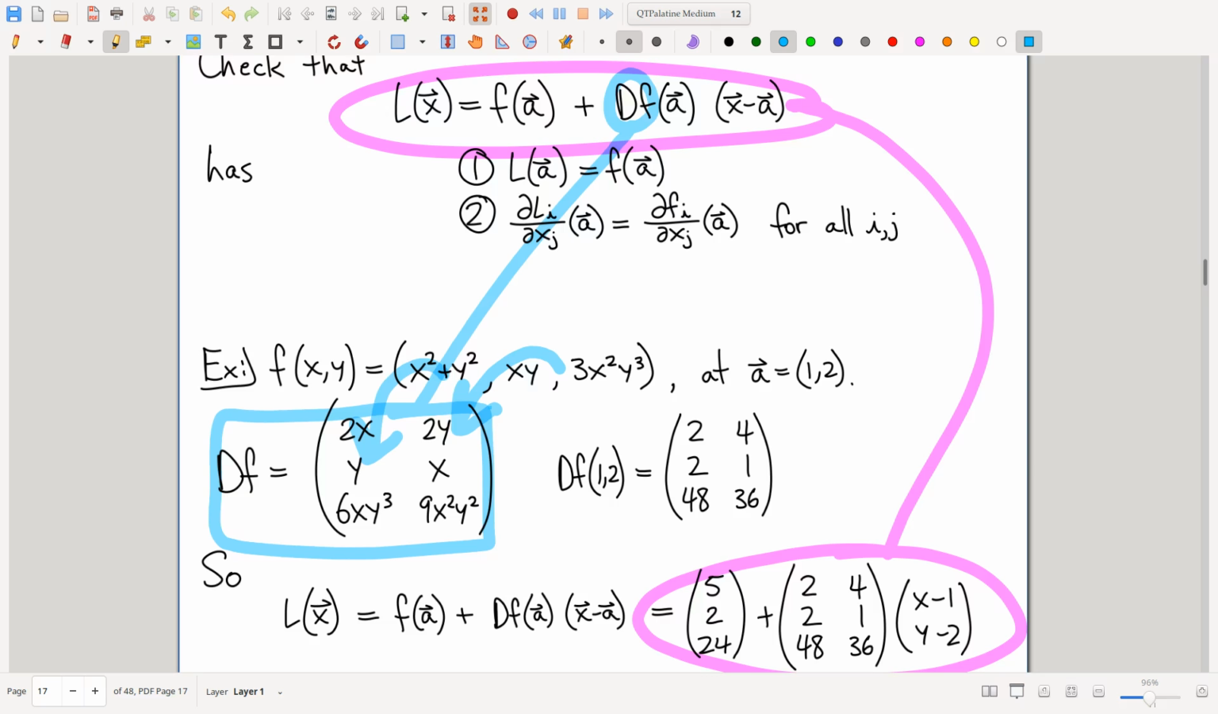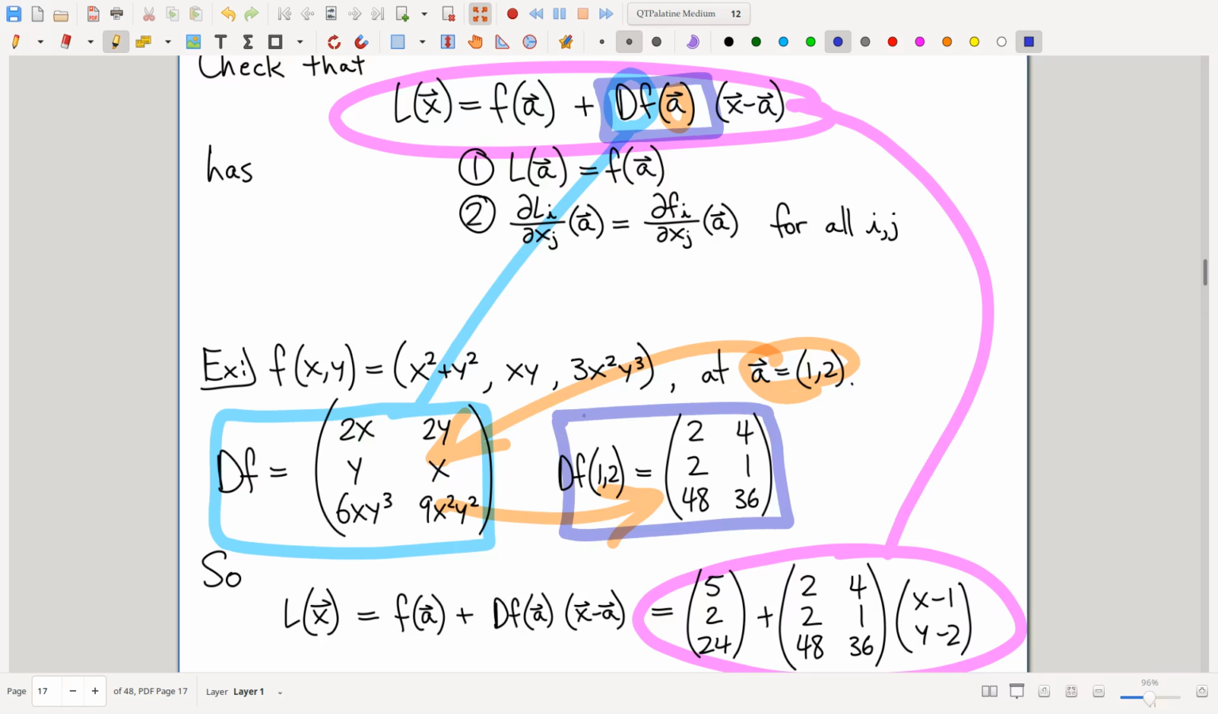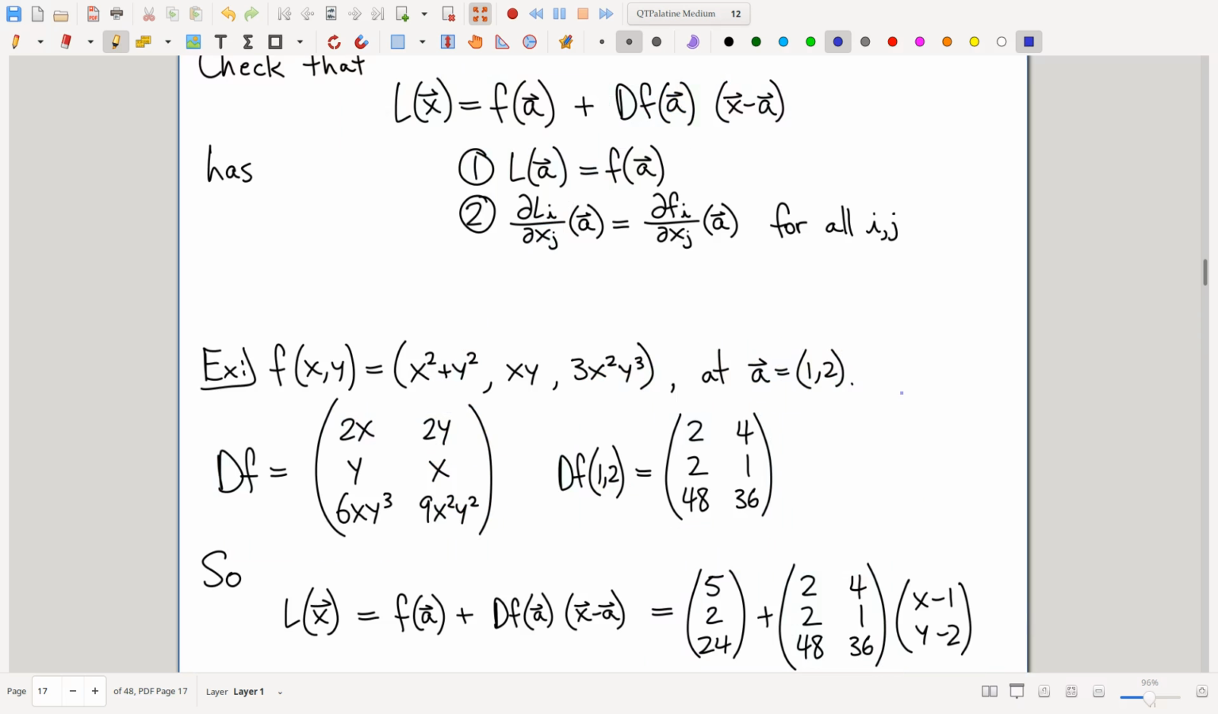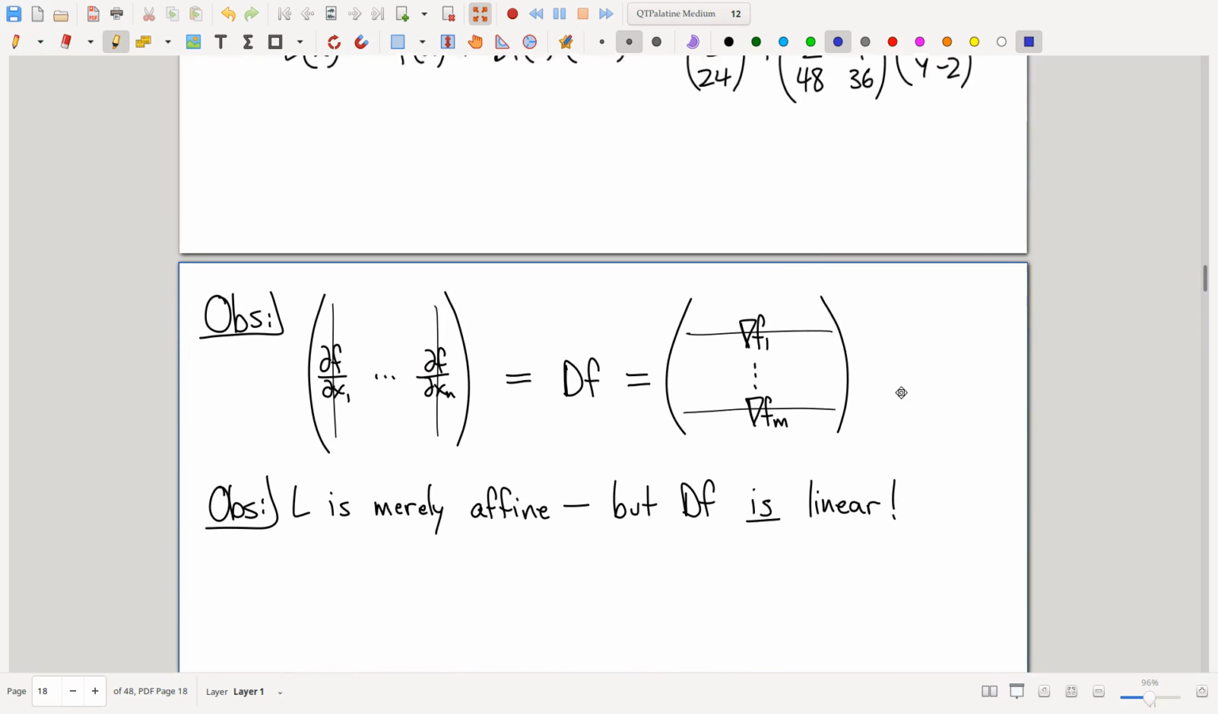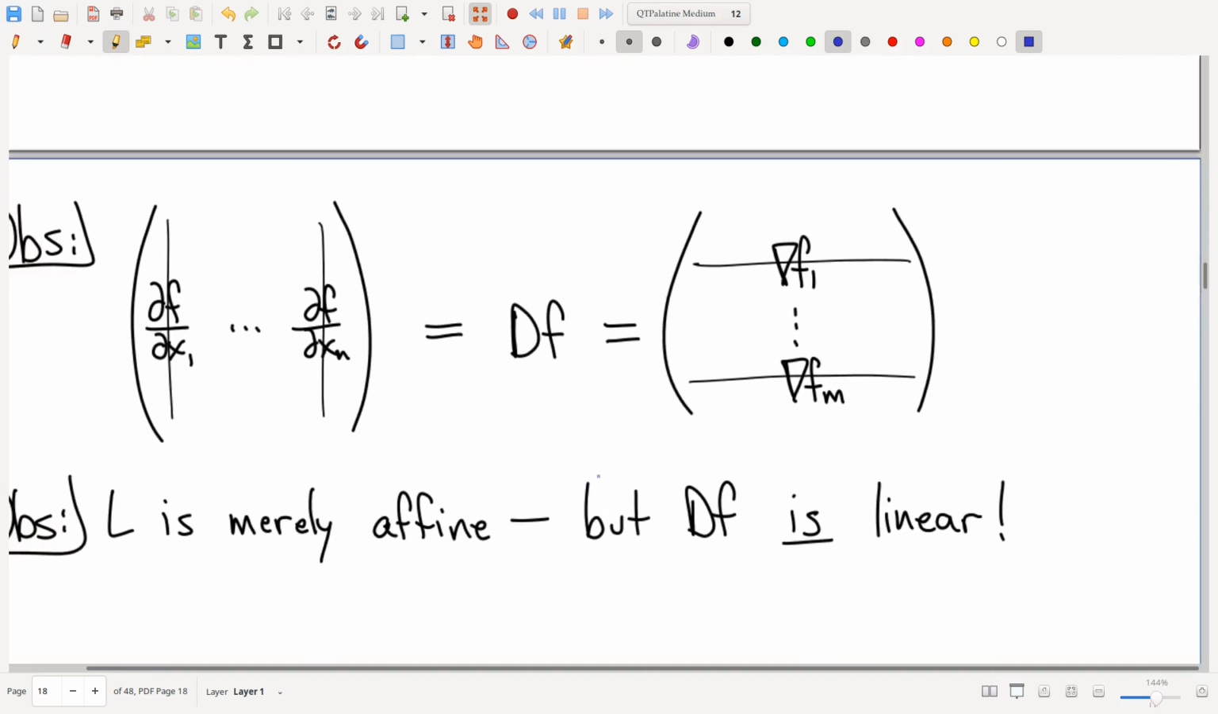So you take the appropriate partials. We plug in the appropriate point here, 1, 2, and altogether then our DF matrix ends up being this right here. And again, it's just a matter of plugging and chugging. Okay, make sure you can do that. A couple of quickie observations. We've already kind of talked about this first one.